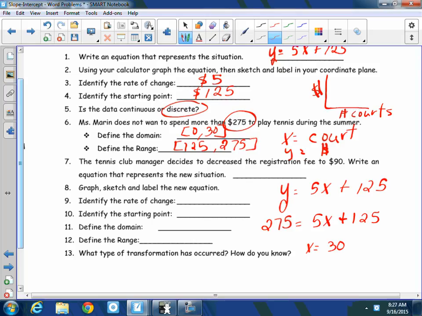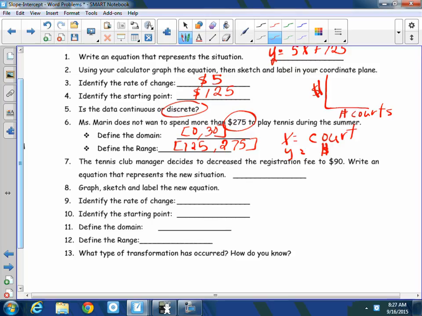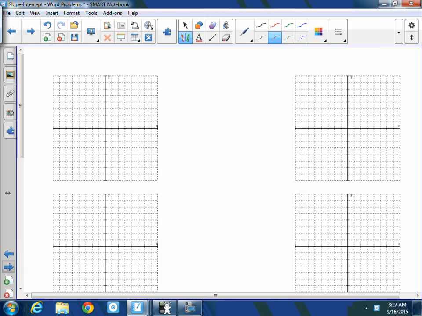All right. Epifania. Griselda. The tennis club manager decides to decrease the registration fee to 90. Write an equation that represents the new situation. So give me the equation. Very good. 5x plus 90. What kind of transformation have you done? Somebody tell me. Shift down because it went from 125 to what? 90. Very good.